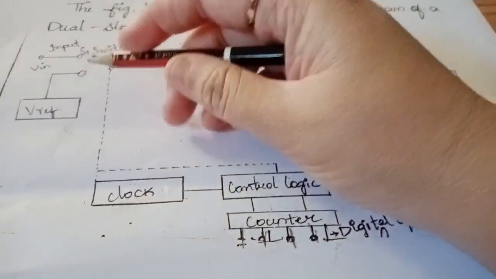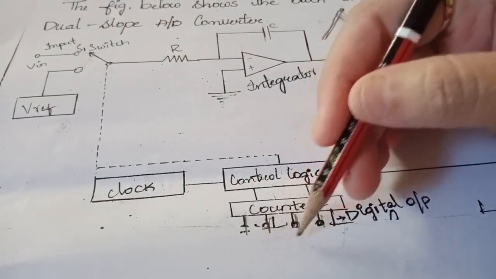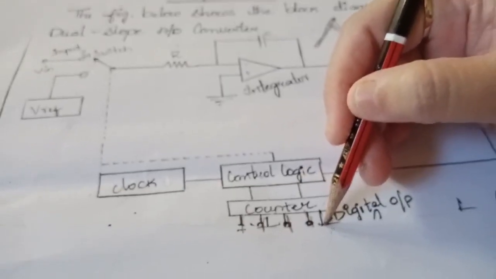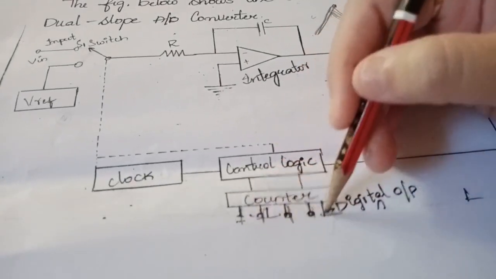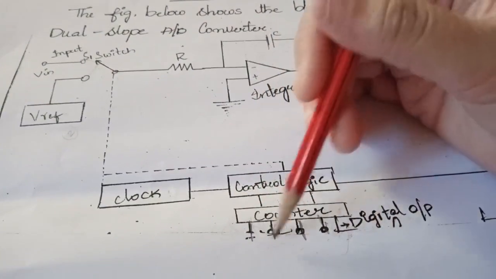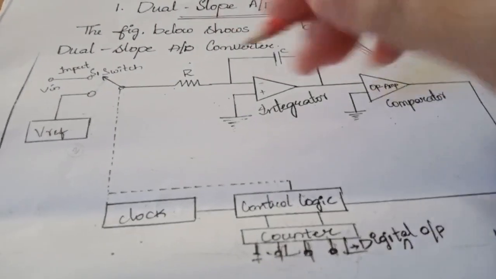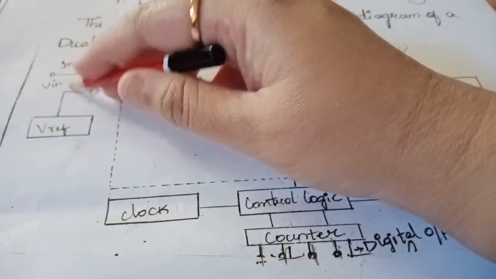Then finally you will get the digital output. If your analog input is 2, the analog input will be converted into digital output, so your final digital output will be 0 0 1 0. Like this the procedure will be repeated for different analog input voltages. That's why you can see the waveform here for different analog input voltages.